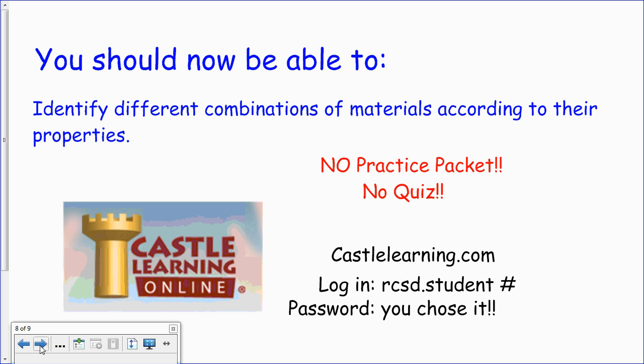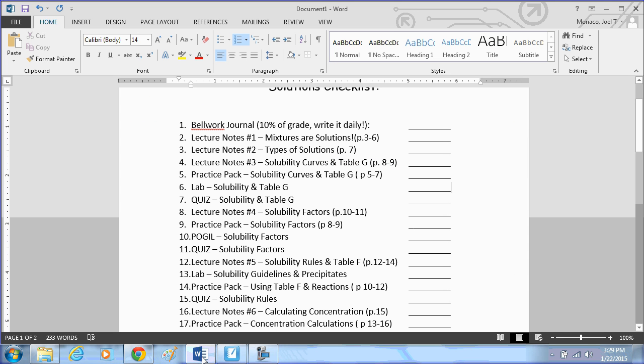Now, there's no practice packet, no quiz associated with this. So you can go ahead on your checklist and say, okay, I got my lecture notes number 1 all finished. Check that off, sign it, stamp it, and move on to lecture number 2. That's what we're going to do.